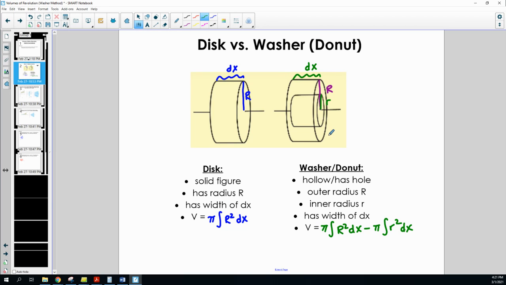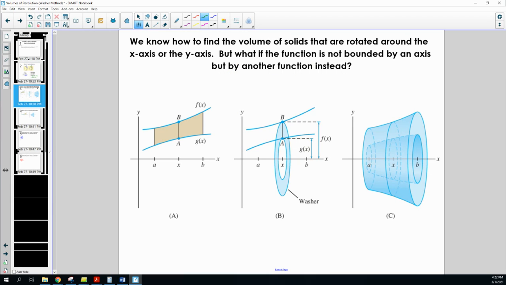When we take the big circle and take away the smaller circle, we're left with what's left over. We're taking out that hole. Another way that we can write this, which is the way that we'll see it more often, is pi times the integral of big R squared minus little r squared dx. We're taking the outer radius minus the inner radius, and that would be the area, then times the width will give us that volume. It's a little bit hard to visualize.